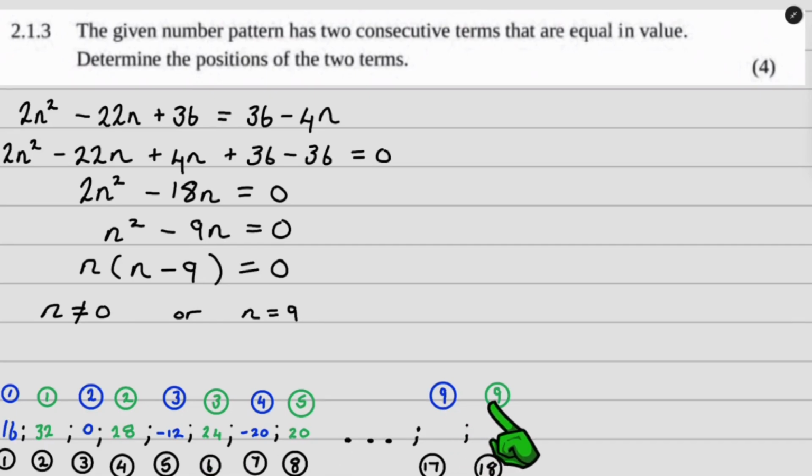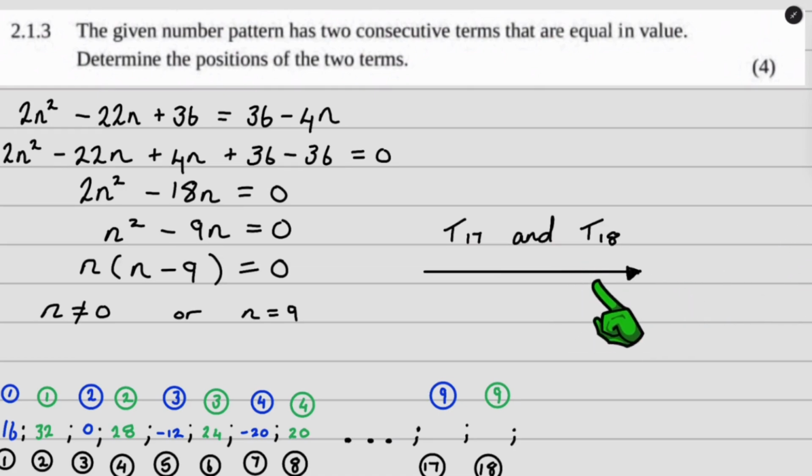So the 9th terms will correspond to 17 and 18. You can almost see a pattern where you times this number by 2 to get that one, or you times this number by 2 to get that one. This should be a 4, sorry. So now we can conclusively say the positions of the 2 terms are term 17 and term 18, and you write that like this.